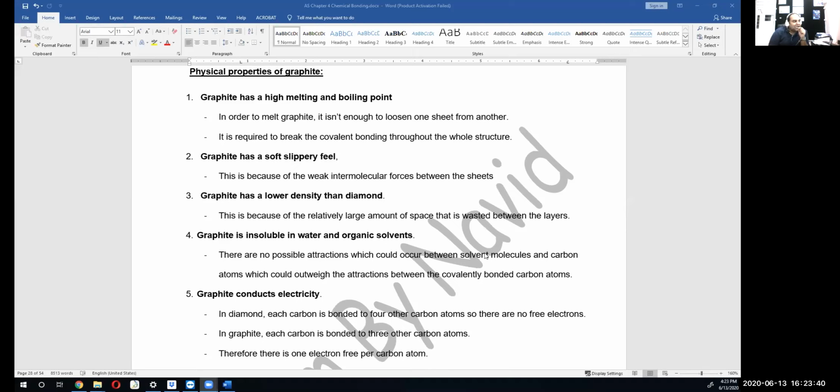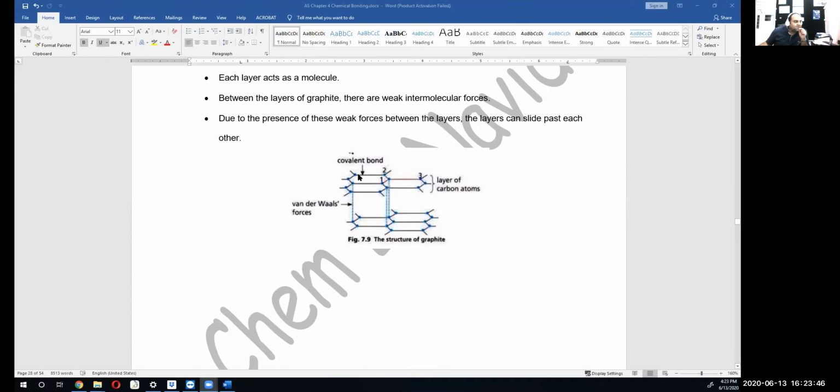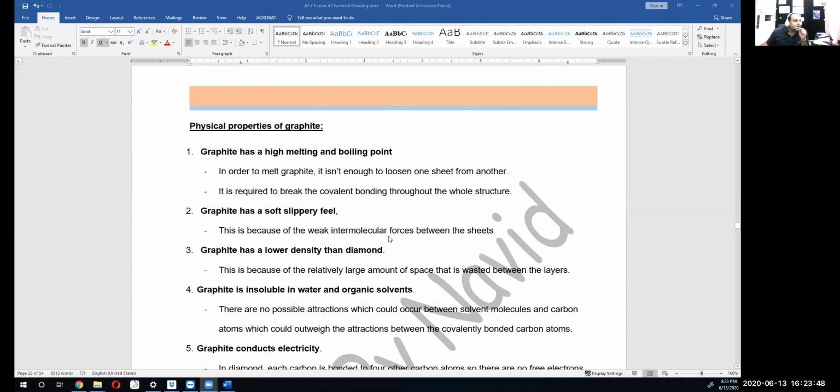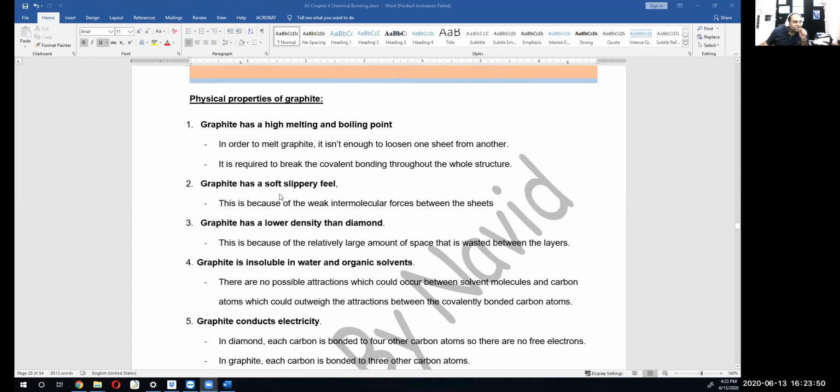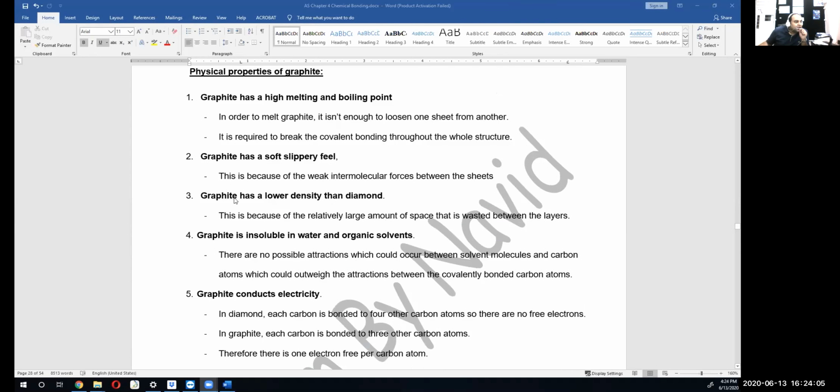So graphite has a high melting and boiling point. Obviously we know because it has strong covalent bonds between the carbon atoms. Graphite has a soft, slippery feel because of the weak van der Waals forces, the layers can easily slide past each other. Graphite has a lower density than diamond.